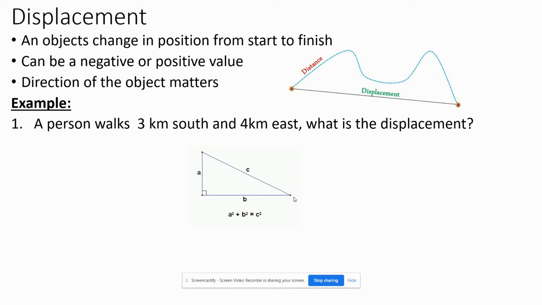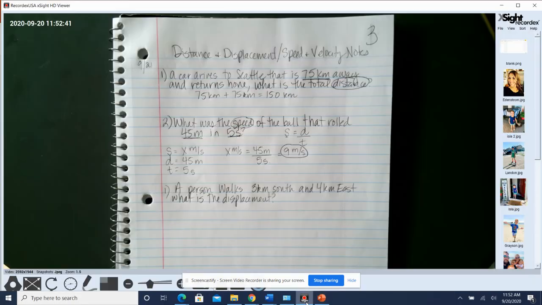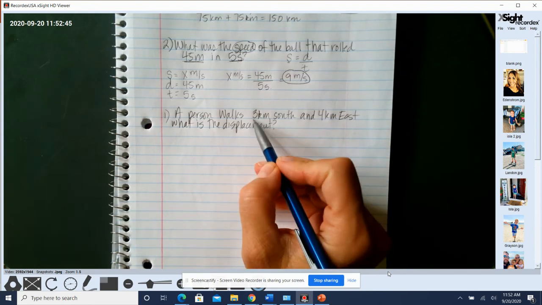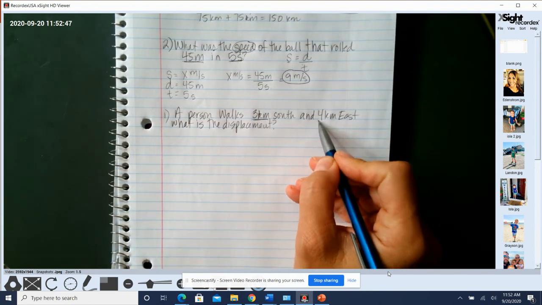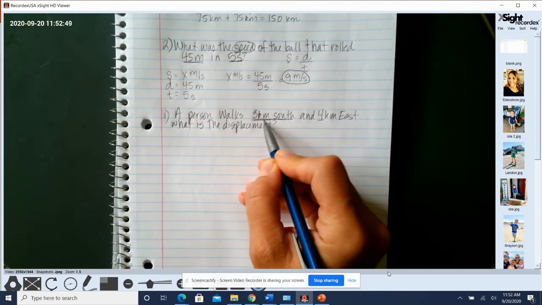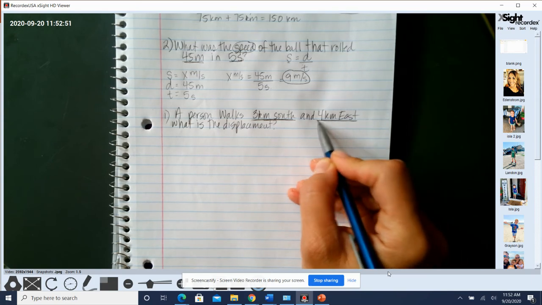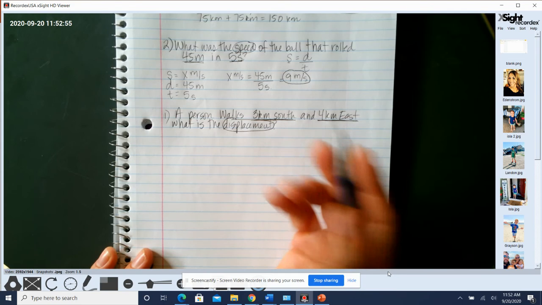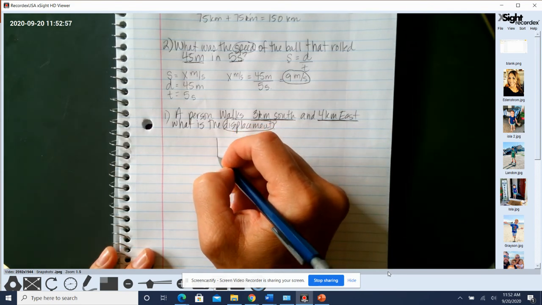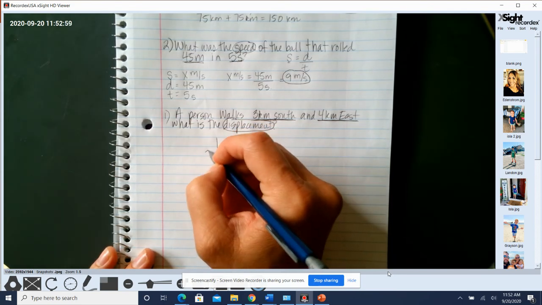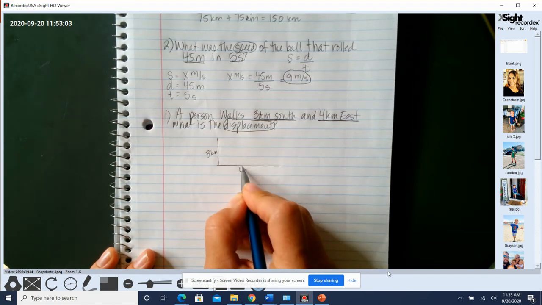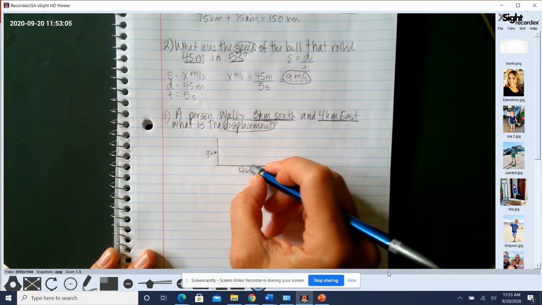So I'm going to walk through that one with you on the camera again. So a person walks 3 kilometers south. So again, I have a number. And I like to, if there's a direction, I like to add that in. And 4 kilometers east. What is the displacement? So just like the picture, they went 3 kilometers south, 4 kilometers east.